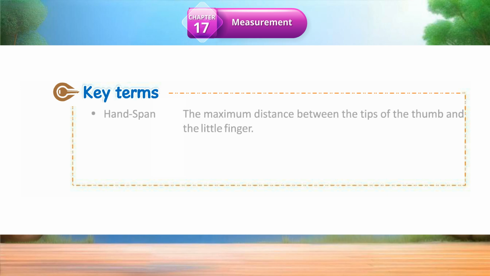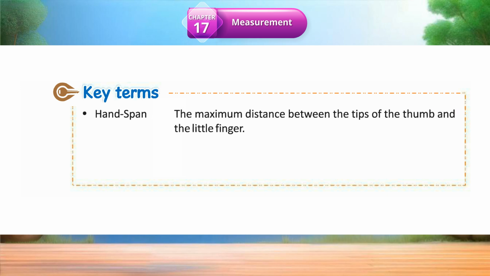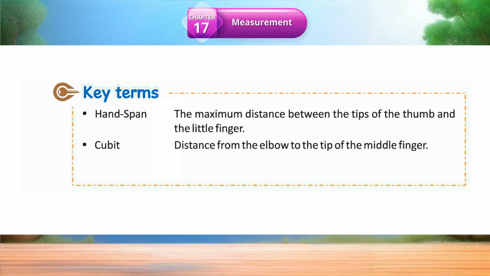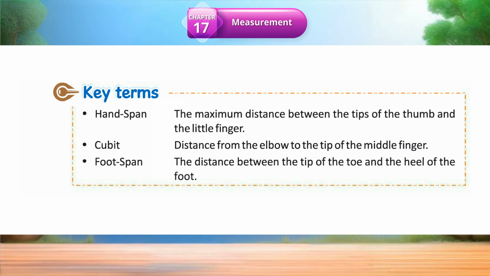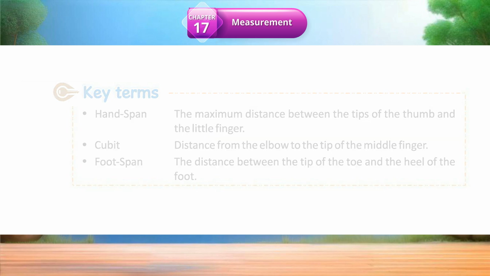Key terms. Hand span, the maximum distance between the tips of the thumb and the little finger. Cubit, distance from the elbow to the tip of the middle finger. Foot span, the distance between the tip of the toe and the heel of the foot.